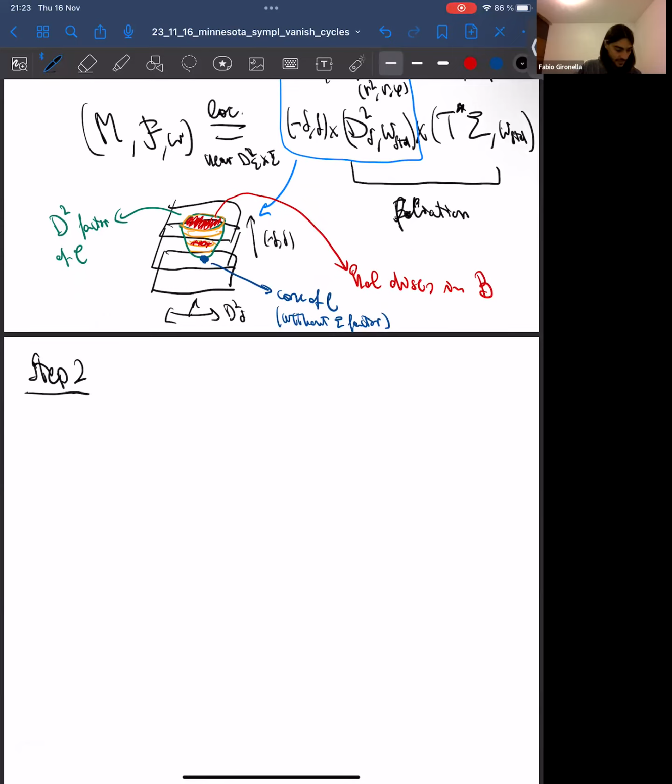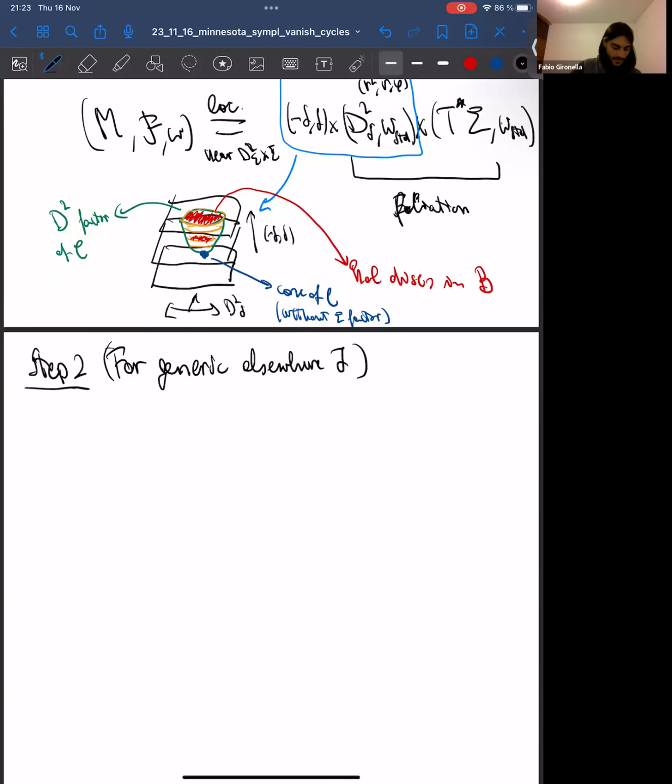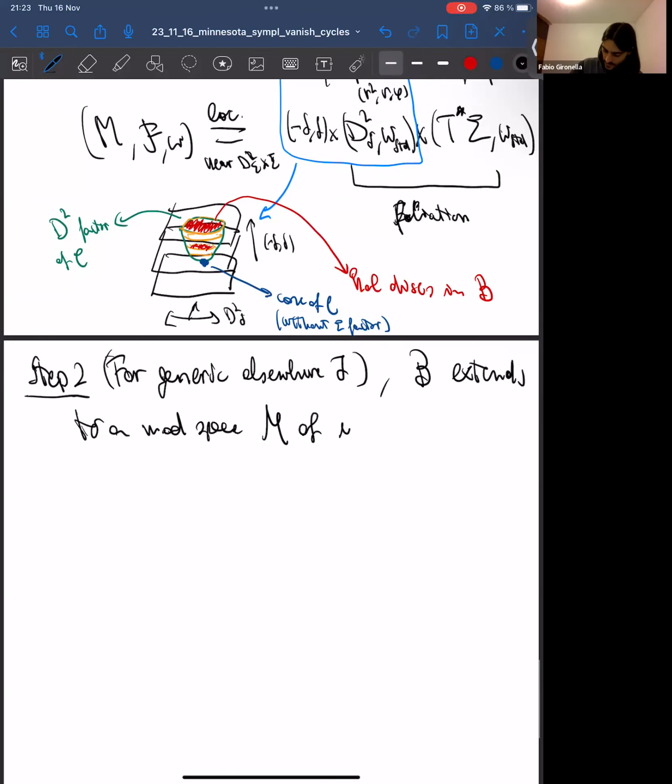But then the story goes on by saying that for a generic J, which we can also sweep under the rug a bit, this Bishop family extends to a moduli space, which I denote by curly M, of disks which are J-holomorphic and contained in leaves.